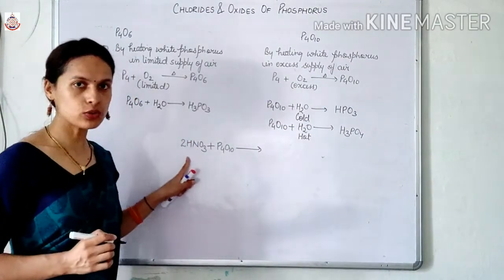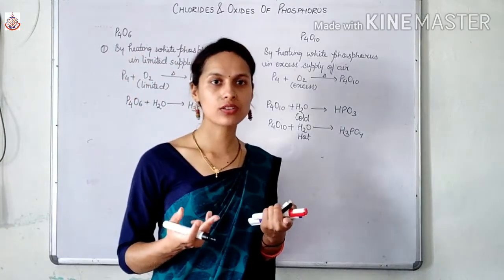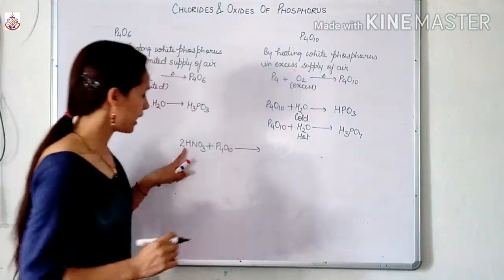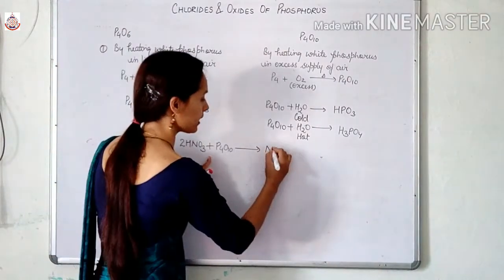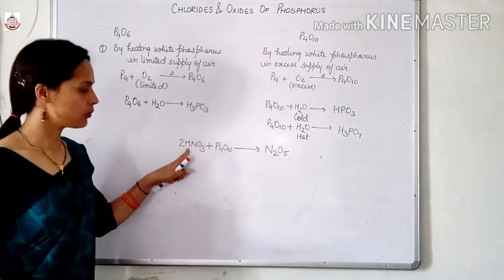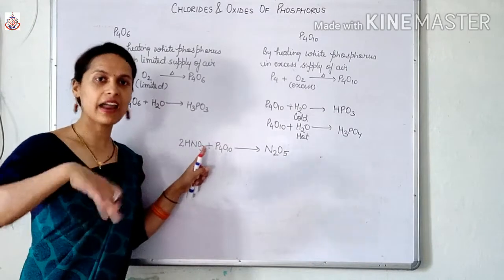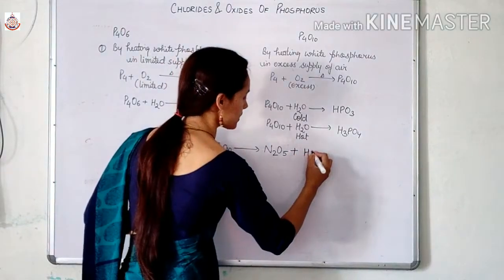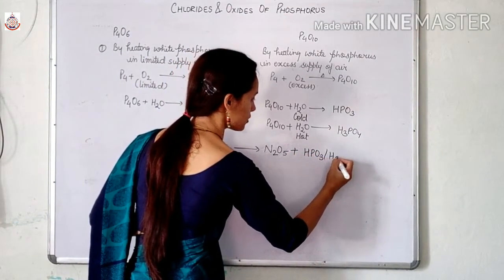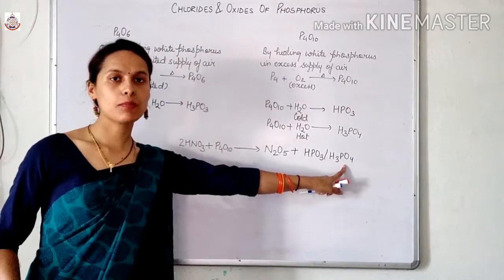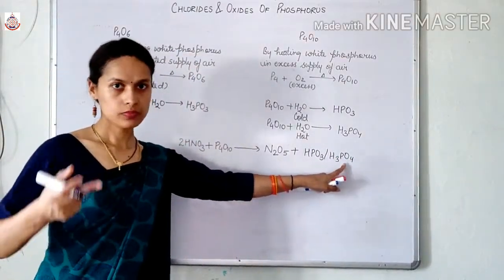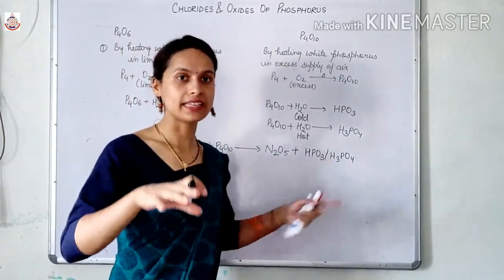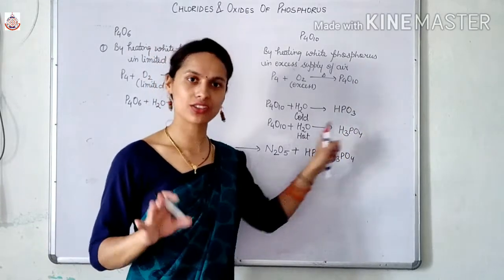So it should be 2, because in one HNO3 I have only one hydrogen. So 2 HNO3 plus P4O10, what does it give? After removing H2O, what remains is N2O5. Because it becomes H2N2O6, and I have to remove water. After the removal of water, it becomes N2O5. Along with this, we get either HPO3 or H3PO4, and these two products depend upon the temperature of the water. If the water is normal, we get HPO3. If the temperature of the water is high, we get H3PO4. From these two reactions, you get to know.